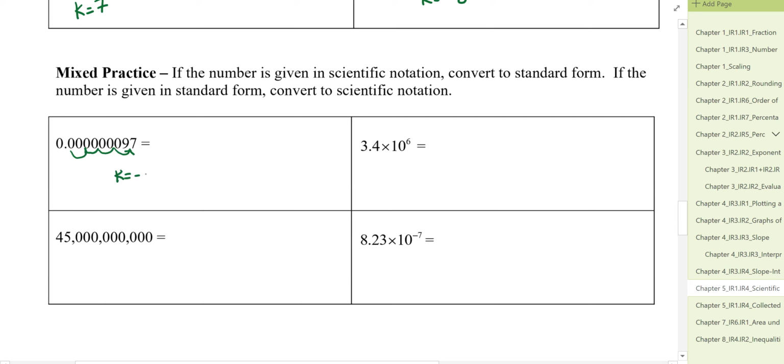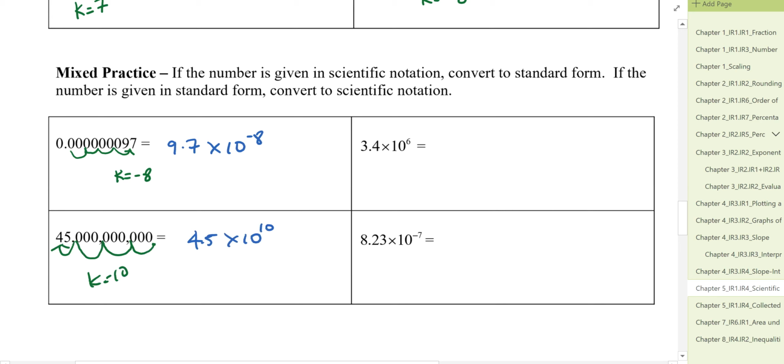So k equals negative 8. Again, I'm moving to the right, so it's a negative exponent. And again, a negative number tells me you have a small decimal number, which is correct. So we have 9.7 times 10 to the negative 8. Okay, I'm doing the same thing here. So next one here, my decimal right now is here. So I move to the left 3, 6, 9, 10 times. Right? So k equals 10. So I can write my notation as 4.5 times 10 to the 10 power.